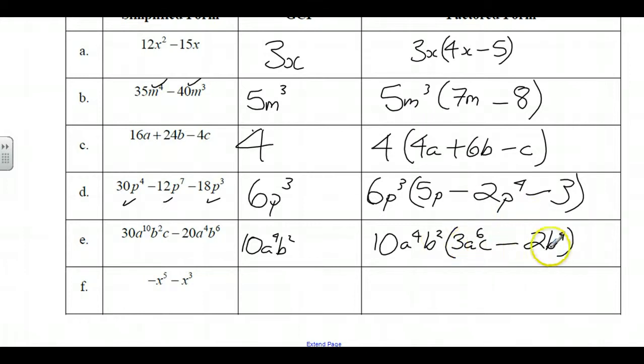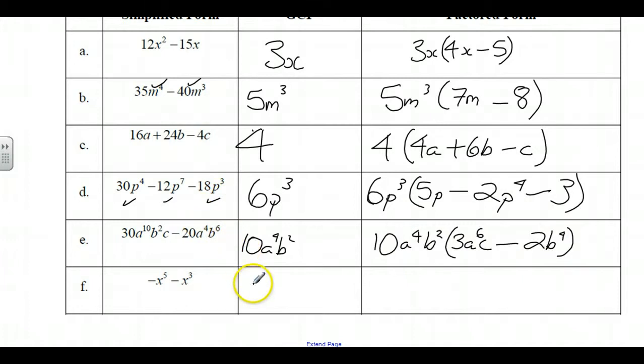Okay, this has an a and a c. This doesn't, has a b. No a, no c, so nothing common, and 3 and 2 are prime, so nothing common there. Multiply it out, 30a, add the exponents, so 30a to the 10th, b squared, c, minus 20a to the 4th, b to the 6th, done.